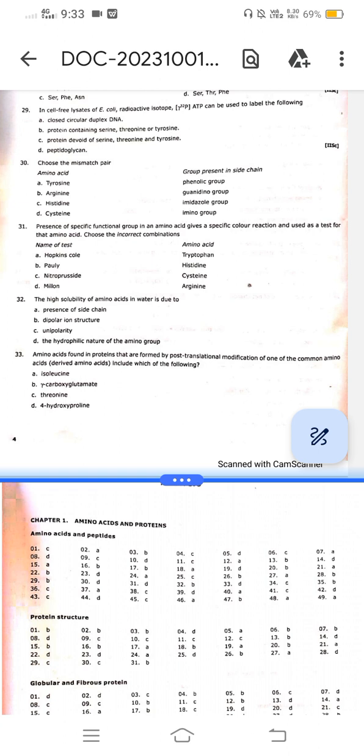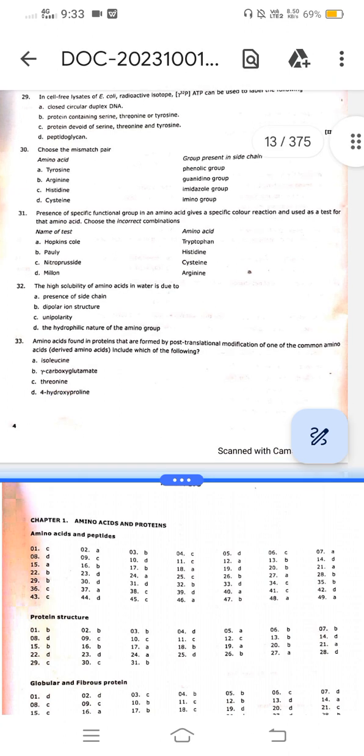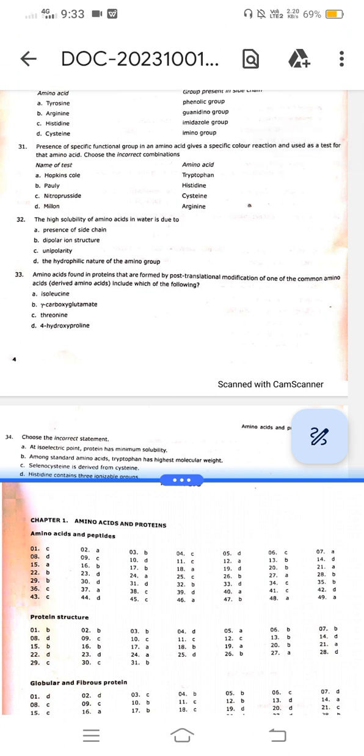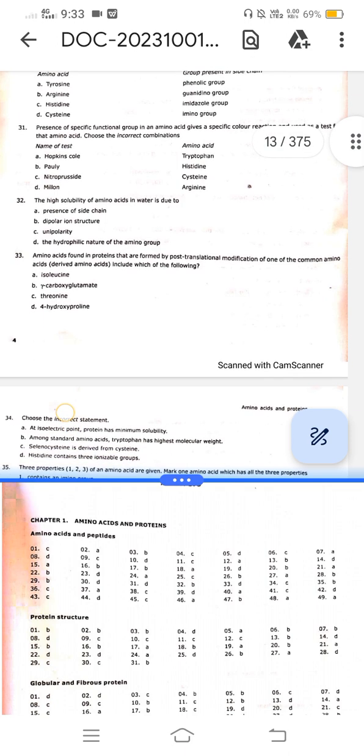And the high solubility of amino acid in water is due to what? Dipolar ion structure. Dipolar ion structure. Not because of presence of side chain, not because of unipolarity, not because of the hydrophobic nature of the amino group. Okay. Then amino acids found in proteins that are formed by post-translational modification of one of the common amino acids, derived amino acids, include which one of the following? Which one? D. 4-hydroxyproline.